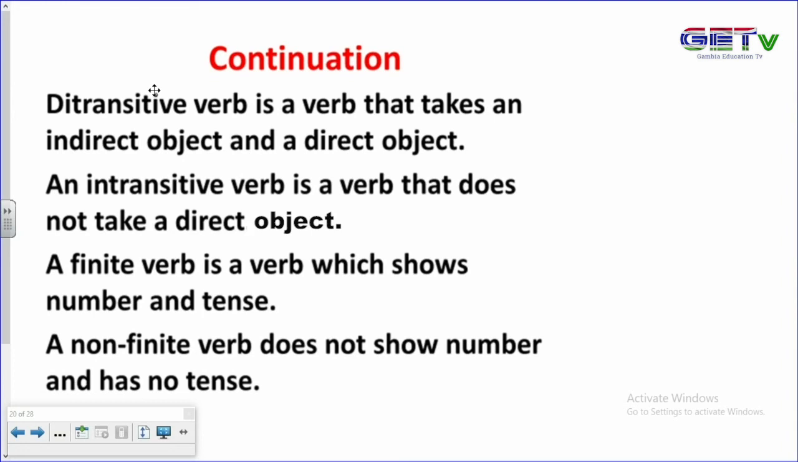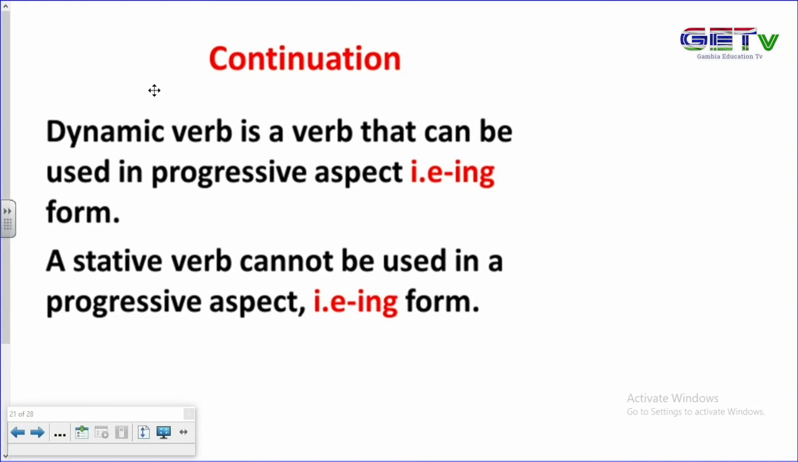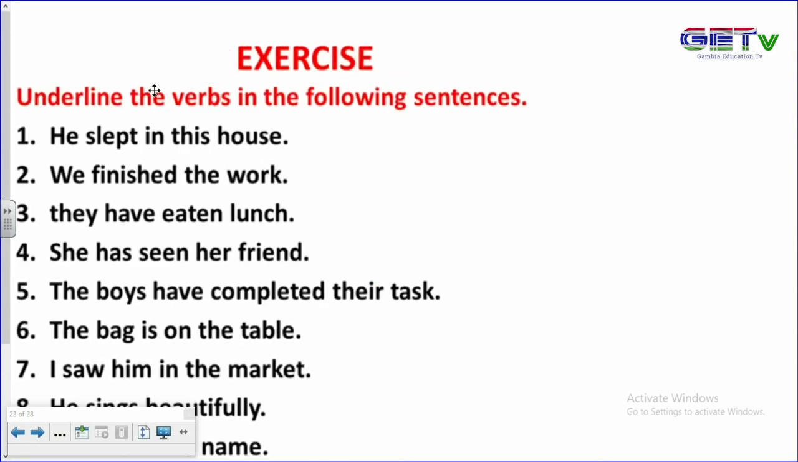A finite verb is a verb which shows number and tense. A non-finite verb does not show number and tense. Good. A dynamic verb is a verb that can be used in progressive aspect, that's ing form. A stative verb cannot be used in a progressive aspect, that's ing form. Good. Now look at this exercise.